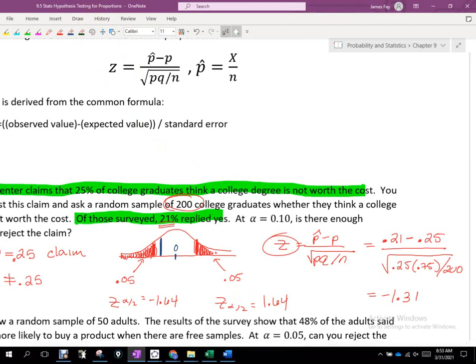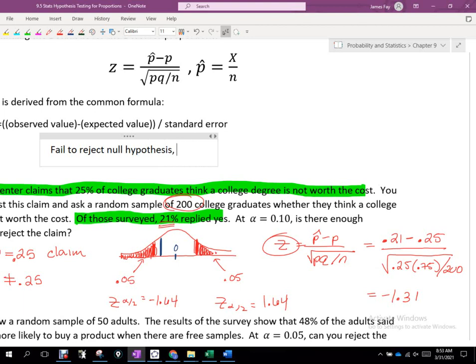So this is what I would write. This is how you would stay, hopefully, consistent when MyMathLab asks you to do drop-down windows and stuff like that for your summary. We would say fail to reject H sub 0, which is the null hypothesis. Let's write it this way: fail to reject the null hypothesis.